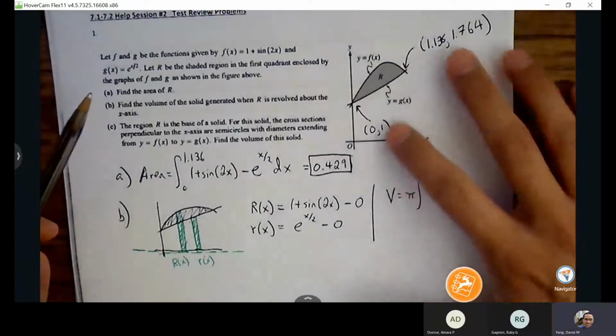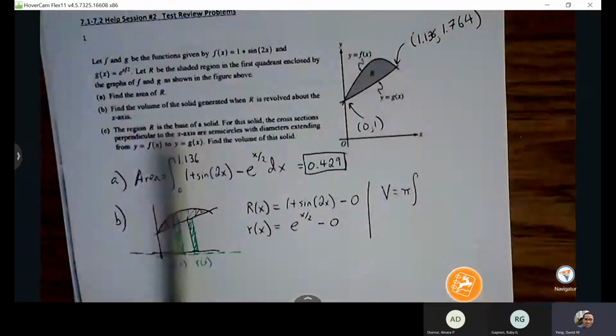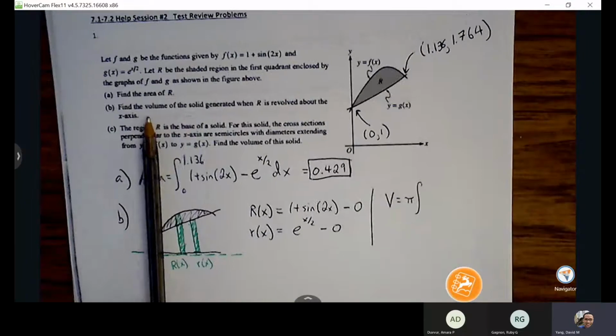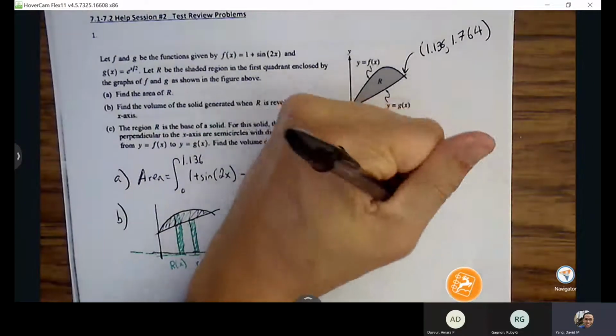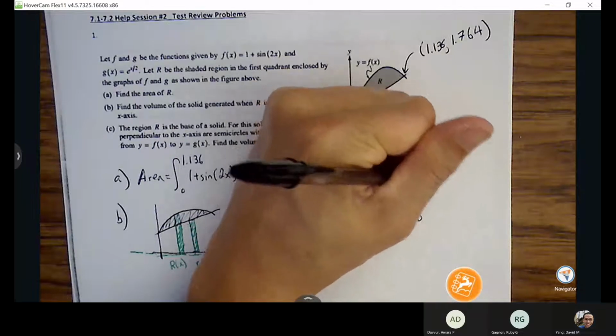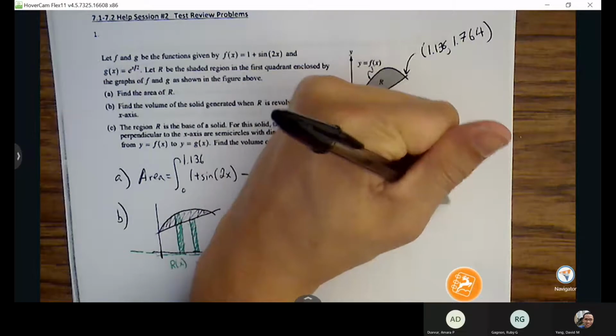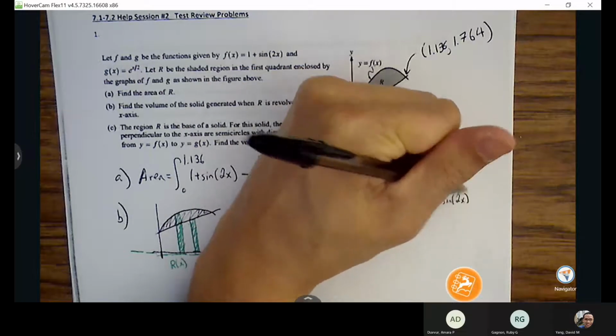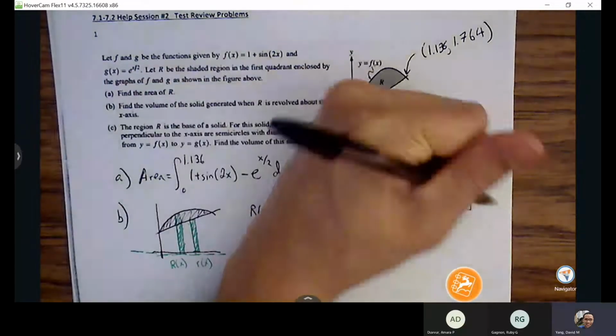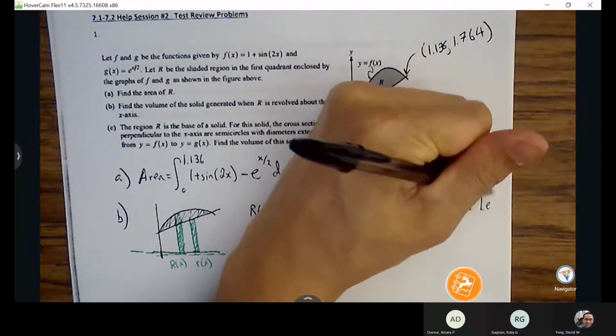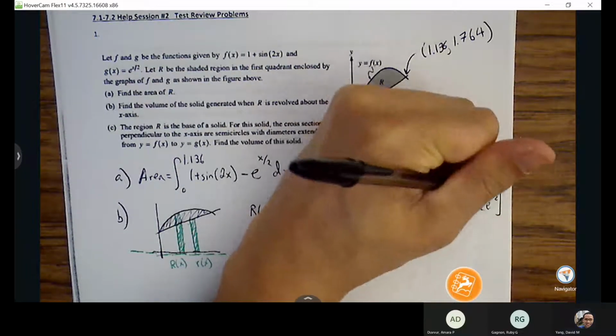Same bounds as before. We're stacking these circular disks from this end all the way to this end, so from 0 to 1.136. Big radius squared minus little radius squared dx.